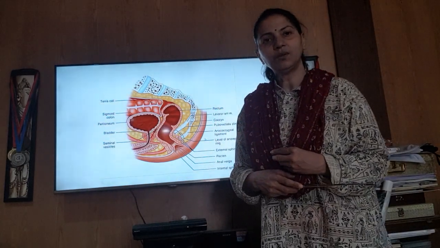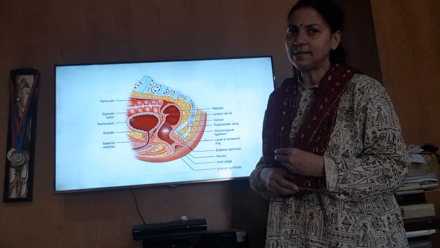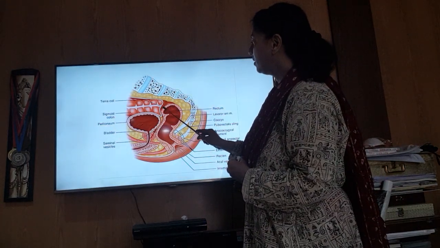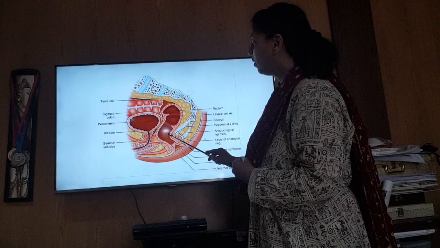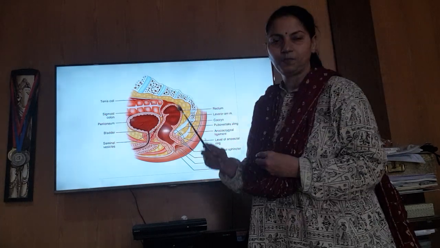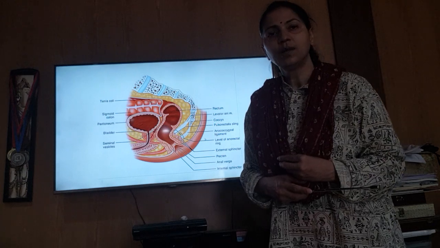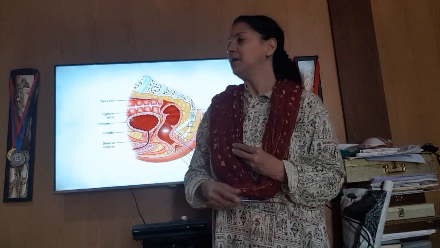What is the extent of the rectum? From where does it start and where does it end? It starts at the end of the sigmoid colon and ends at the beginning of the anal canal. But in anatomy, we should have some specific landmarks. And what are those specific landmarks?